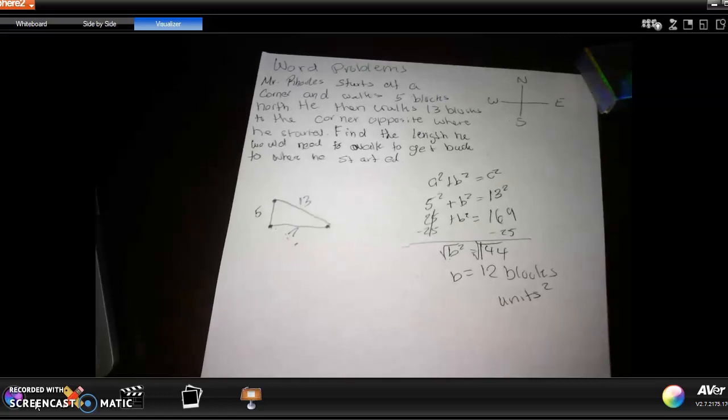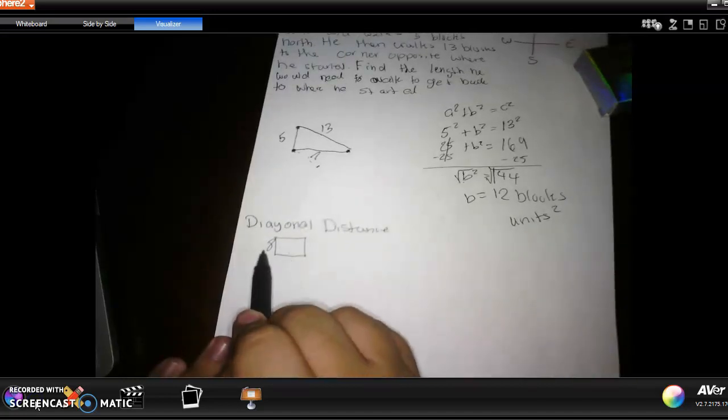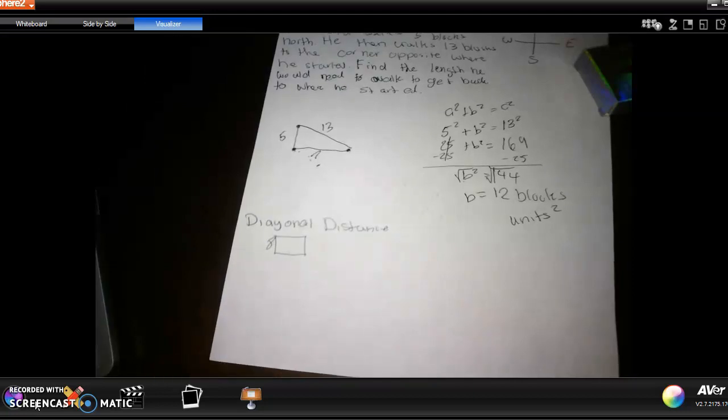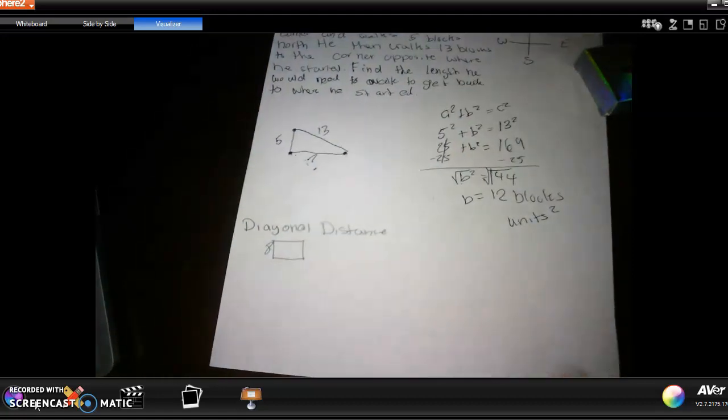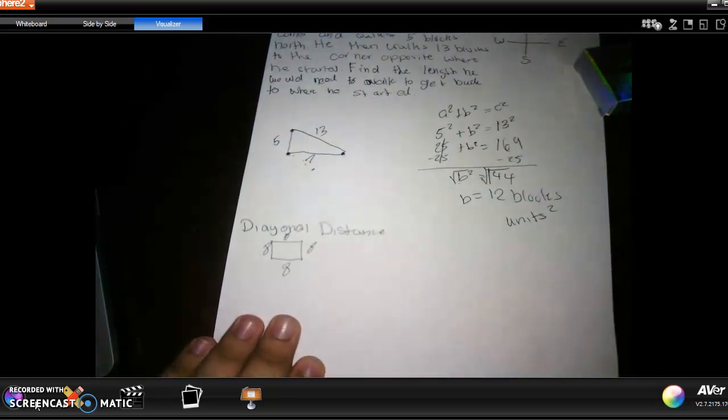Alright, we're going to do one more thing, that's the diagonal distance, and we will show you how to tackle that type of problem. So let's say I have a square. This square has a side of 8. Well, here's the thing about squares. For a square, every side is equal. We remember that from elementary school, 6th grade, I think a little bit of 7th grade as well. So if I tell you you have a square with side 8, you already know every single side is also 8.